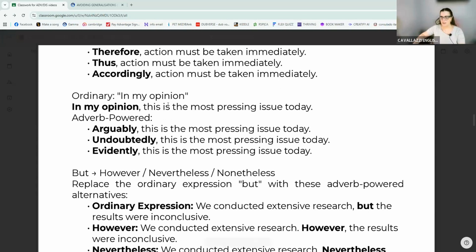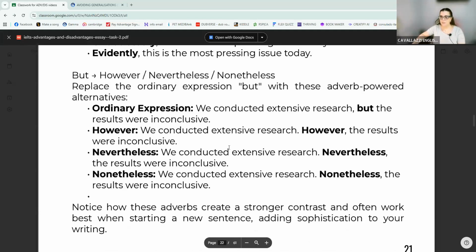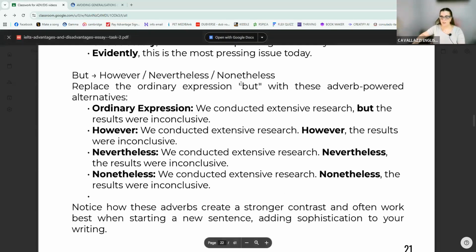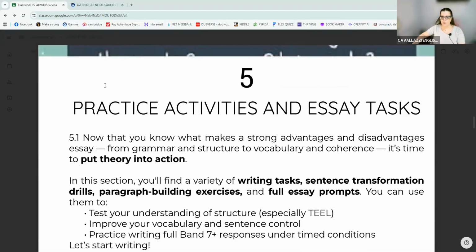Look here, in my opinion, okay, we use in my opinion, right? We use it, but that's more like a 6 or 7, okay? But if you want something that's really an 8, you're going to use it differently. In my opinion, this is the most pressing issue today. Arguably, this is the most pressing issue. So we're going to substitute evidently and so on, okay? So pretty interesting, right? So look here. However, nevertheless, and nonetheless, which are all the same thing, they replace but, okay? And that's how we go on.